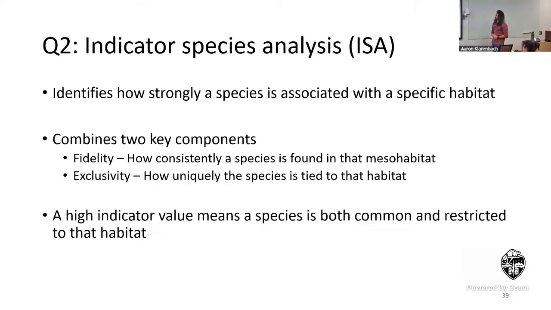To help answer that question, we conducted an indicator species analysis. This identifies how strongly a species is associated with a specific habitat. There are two components that go into an indicator species: fidelity, how often it shows up in that specific mesohabitat, and exclusivity, does it avoid other habitats? A high indicator value means that a species is both common and restricted to that habitat. So we might expect that taxa with high indicator values might be at risk if that habitat were to be lost.